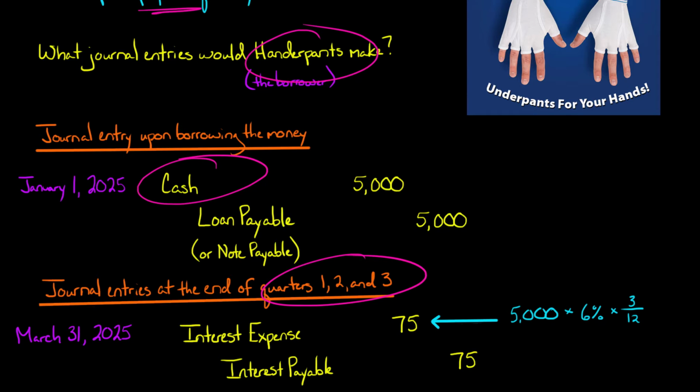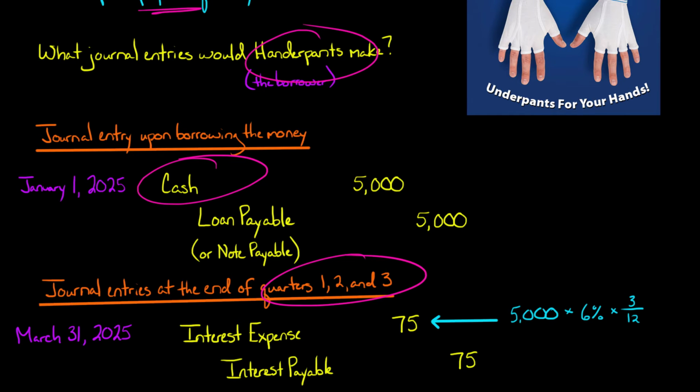Now, at the end of quarters 1, 2, and 3, Handerpants is going to have to make a journal entry. It's going to be the same journal entry each time. They're going to debit interest expense for $75. And how did I get that $75? They borrowed $5,000 at an annual interest rate of 6%, but you can't just take $5,000 times 6%. That would be $300. That's the entire year's worth of interest. Okay, only 3 months of interest have passed as of March 31st.